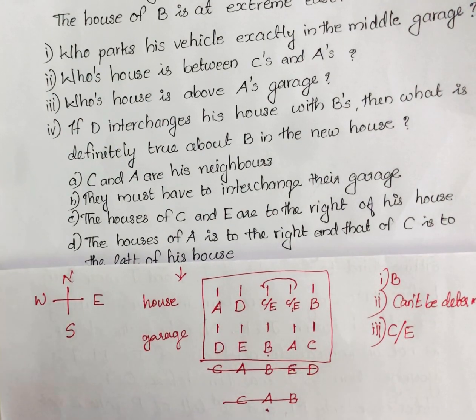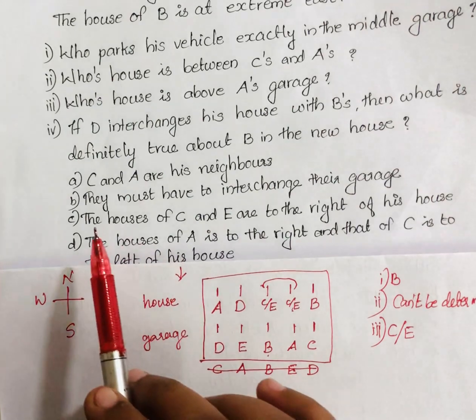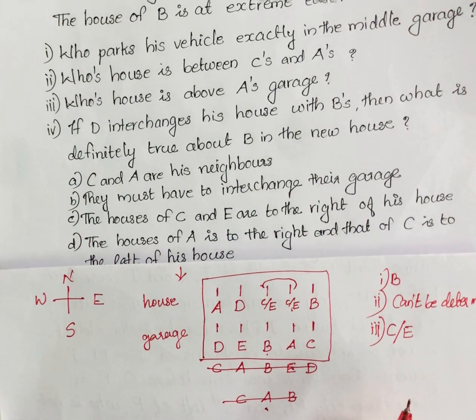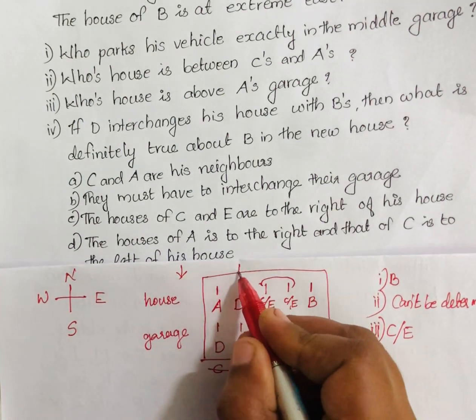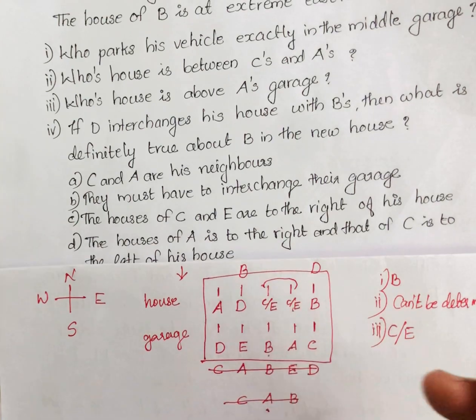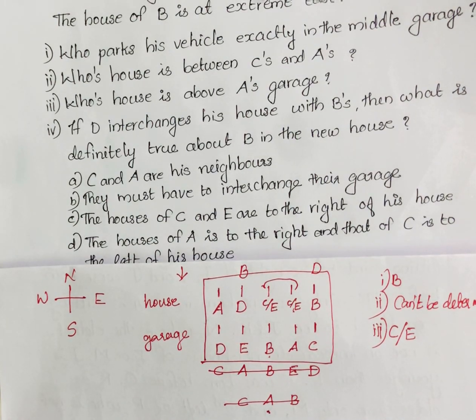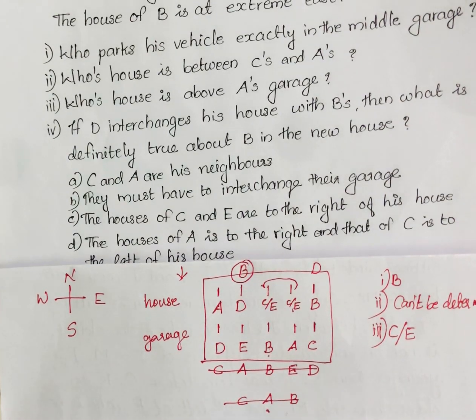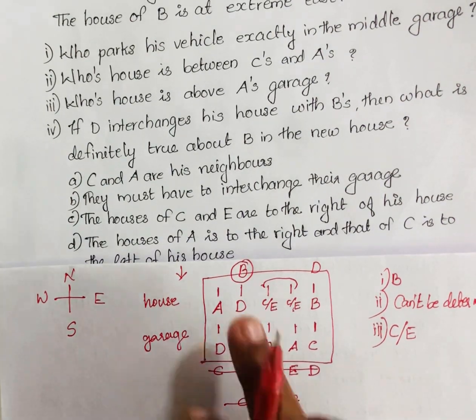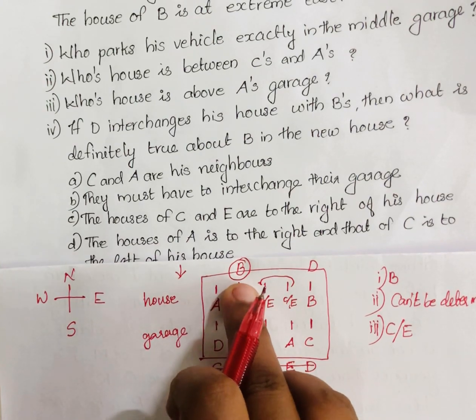Then next question, if D interchanges his house with B, D and B are interchanging. So this is B and this is D. They are interchanging their houses. Then what is definitely true about B? B's new house is this one.